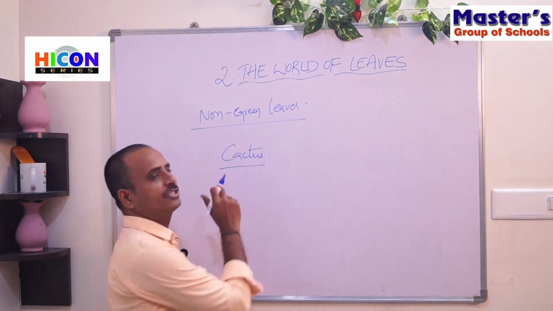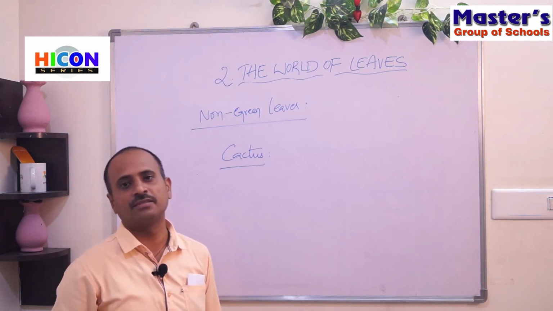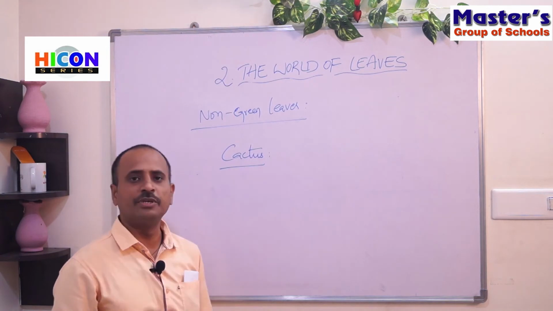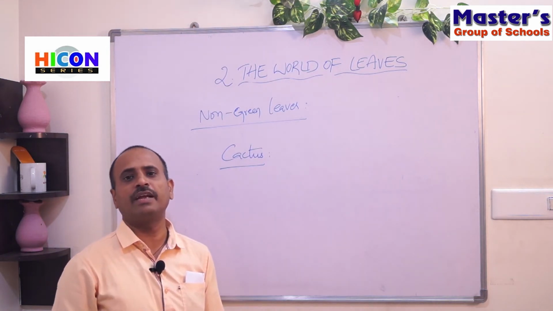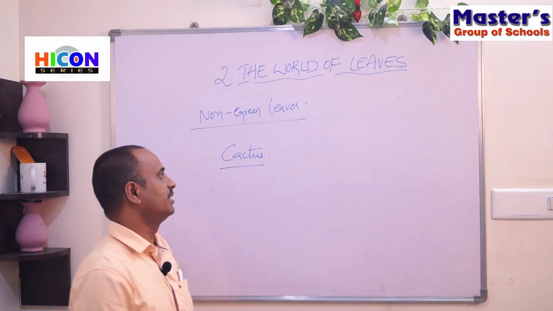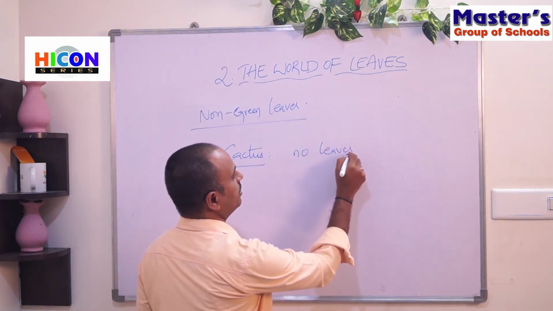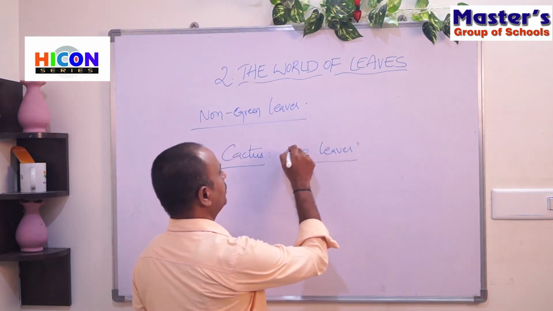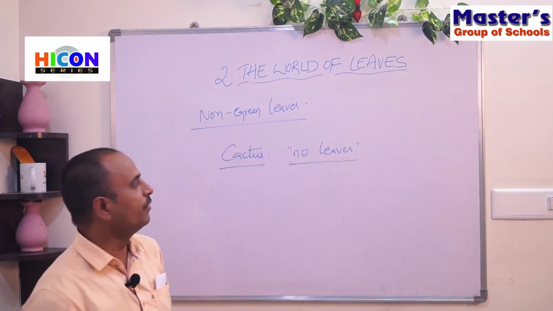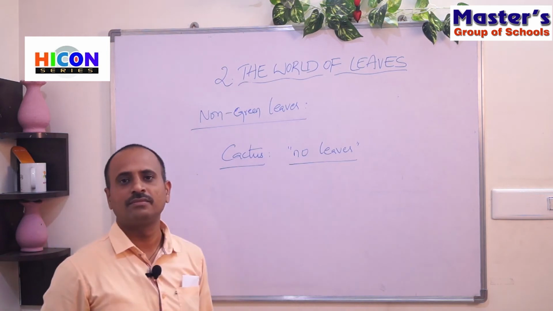These plants are generally observed in deserts. Look at the picture, you are observing the cactus plant. In cactus plants there are no leaves. So if it has no leaves, how can it prepare its food?